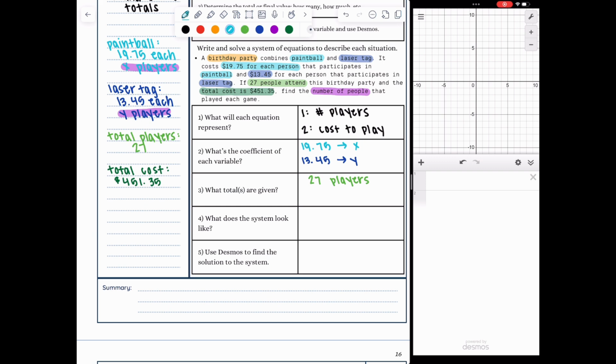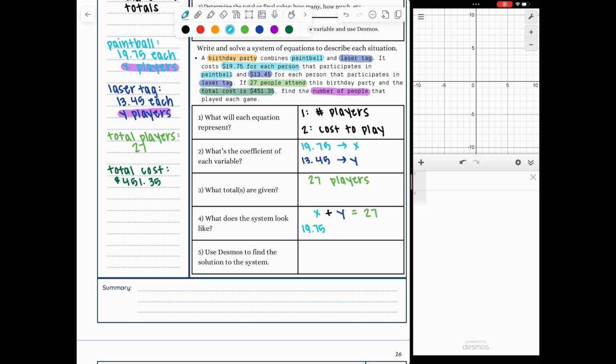The second total that we're given is the actual cost to do this activity, $451.35. If I know that there are only two options here, paintball or laser tag, I know that some people are going to do paintball and some people are going to do laser tag, and I can add those two numbers together, and that should give me 27, because that's how many people are at the gathering.